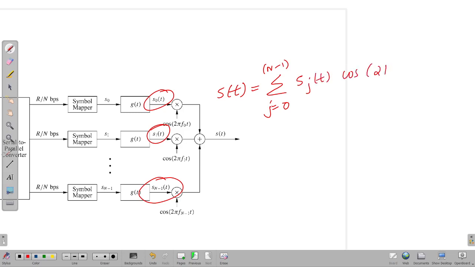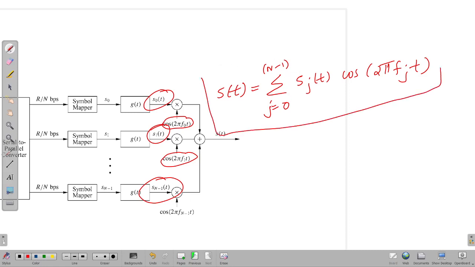cos 2 pi Fj into T. So basically a summation of all these: S0 of T into cos 2 pi F0 T, S1 of T into cos 2 pi F1 T, Sn minus 1 of T into cos 2 pi Fn minus 1 T, and add all these things and you have this value of S of T. So this is your S of T, and J is a variable that I have used for this summation.